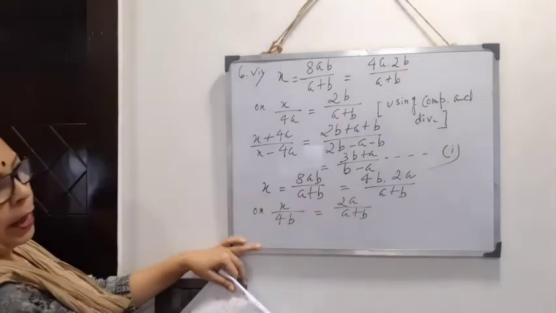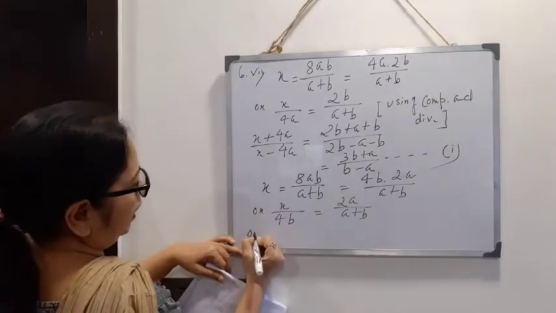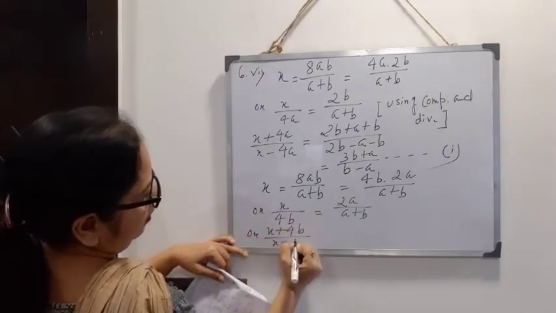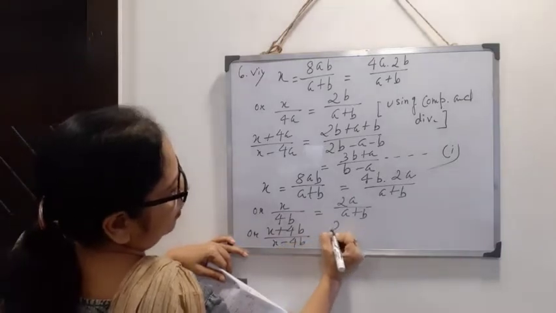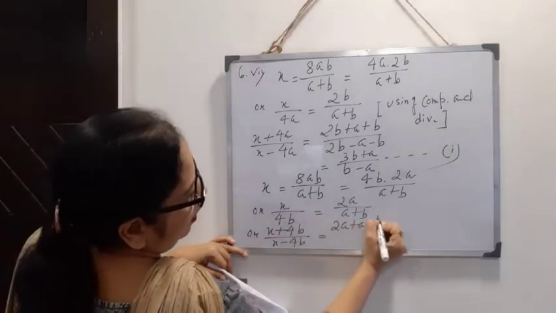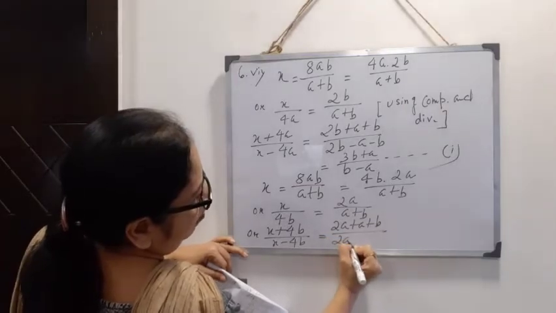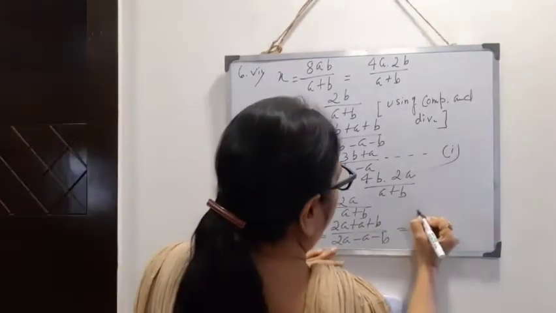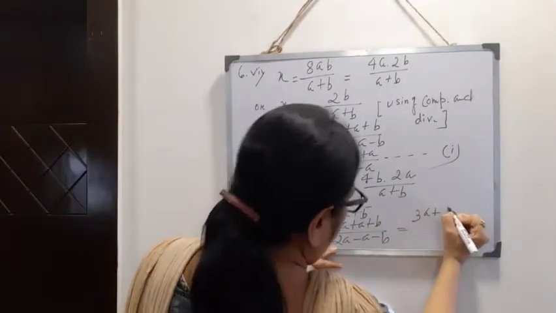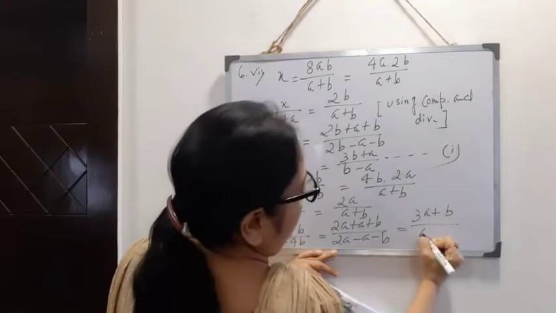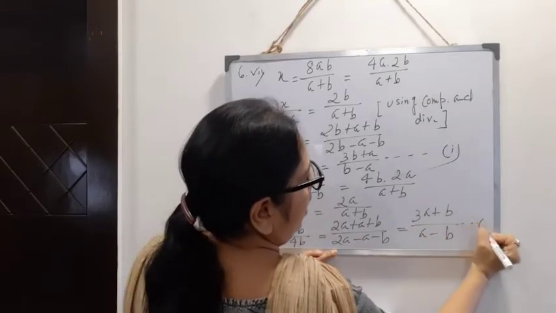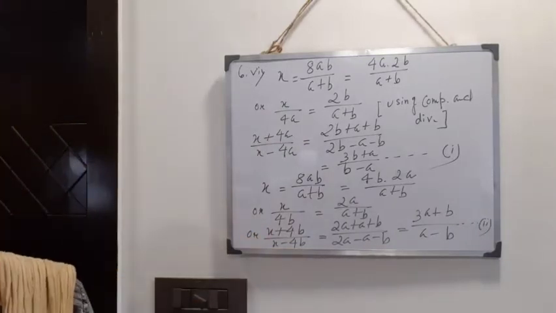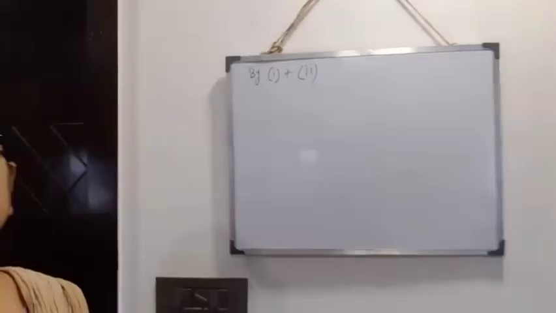Again, by applying componendo and dividendo, what we are getting here is (x plus 4b) by (x minus 4b) equals to the right hand side, (2a plus b) by (2a minus b). So 2a plus a plus b means 3a plus b, and the denominator is coming a minus b. This I am writing as equation number 2.